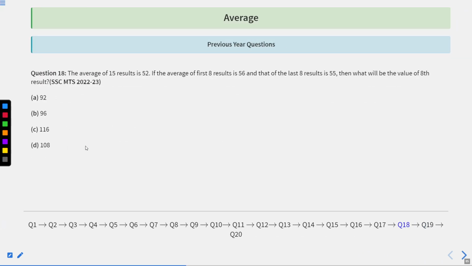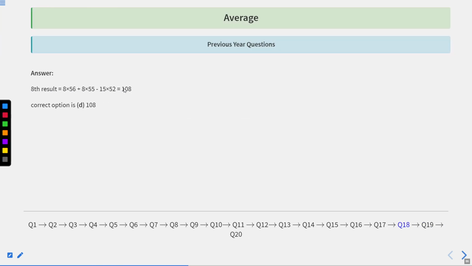Let us move ahead to problem number 18. The average of 15 results is 52. If the average of the first 8 results is 56 and that of the last 8 results is 55, then what will be the value of the 8th result? So the 8th result is going to be 8 times 56 plus 8 times 55 minus 15 times 52. So it is 108. So the correct option here will be D, 108.